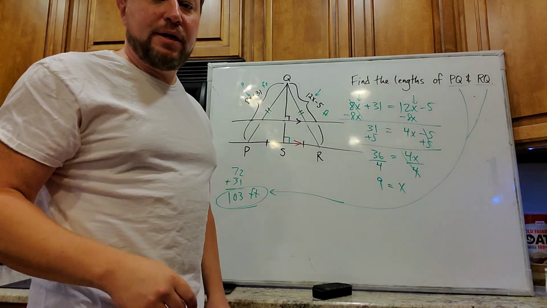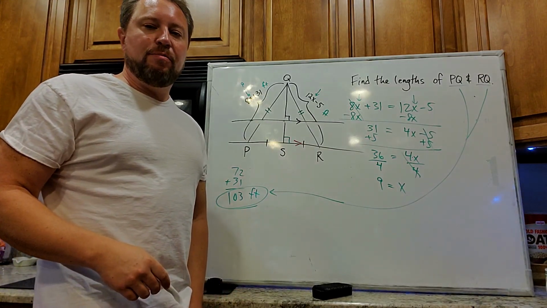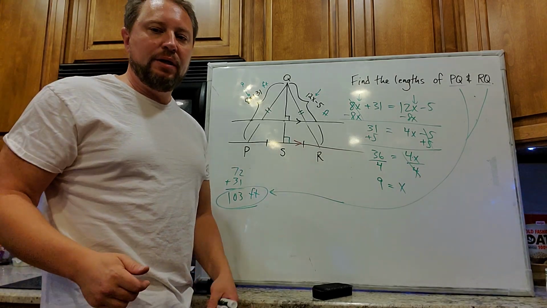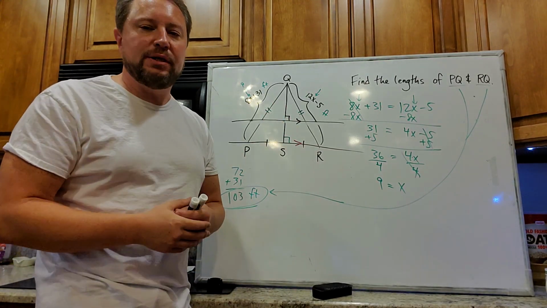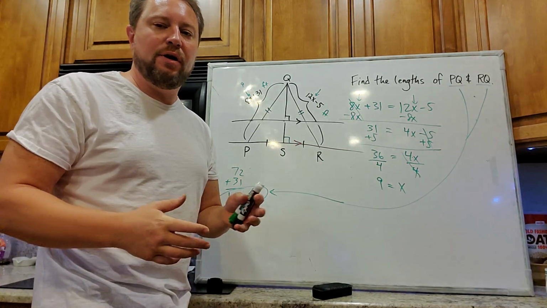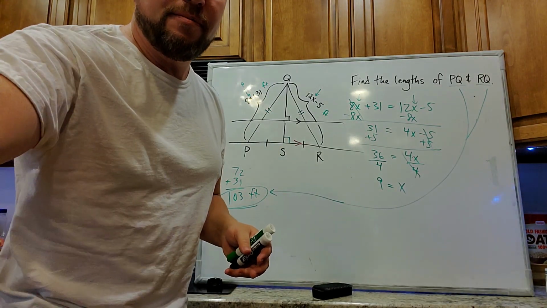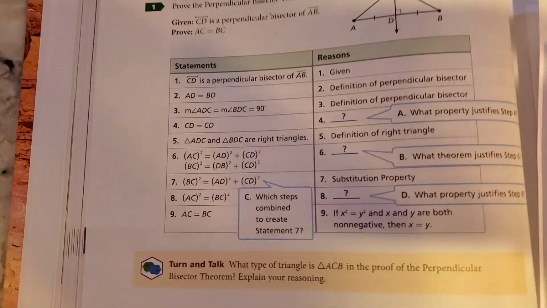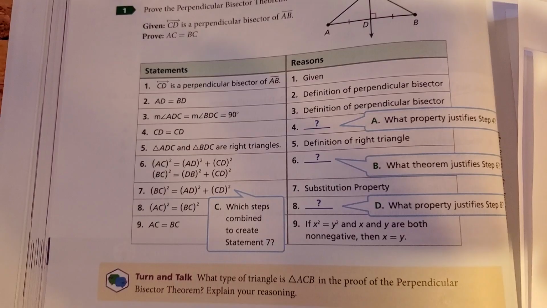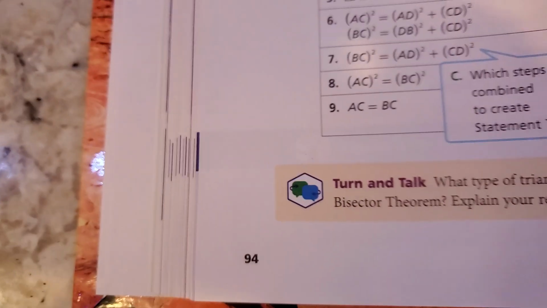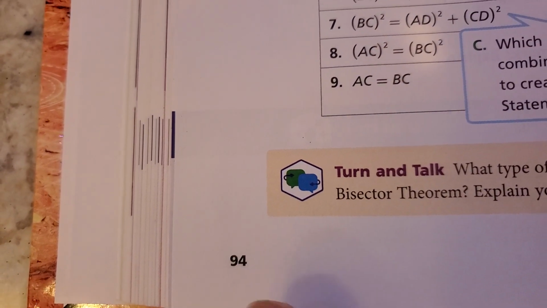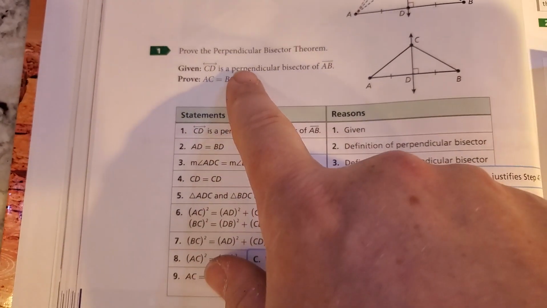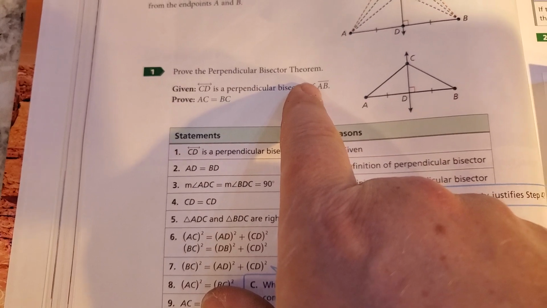Okay, now to finish things up, I'm going to finish with a proof. I want to give you some practice with proofs, since proofs will be involved for the rest of the semester and off and on throughout the lessons. The proof that I want to do is in your textbook on page 94. It is a proof of the perpendicular bisector theorem.